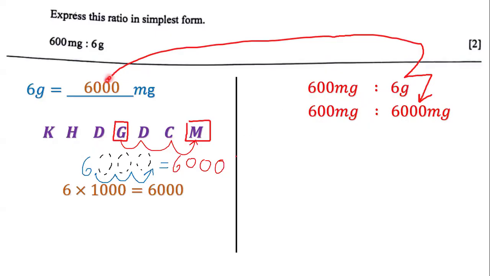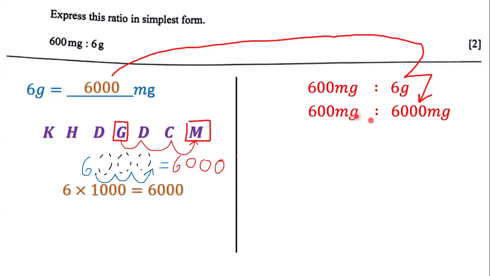So all we did was say, okay, this is 6,000 milligrams, and we wanted it in milligrams. So now both of these are in milligrams, and we can begin simplifying. The whole thing was that we had to convert from grams to milligrams because we want both units to be the same. So now I have 600 milligrams to 6,000 milligrams, and I need to simplify these two.